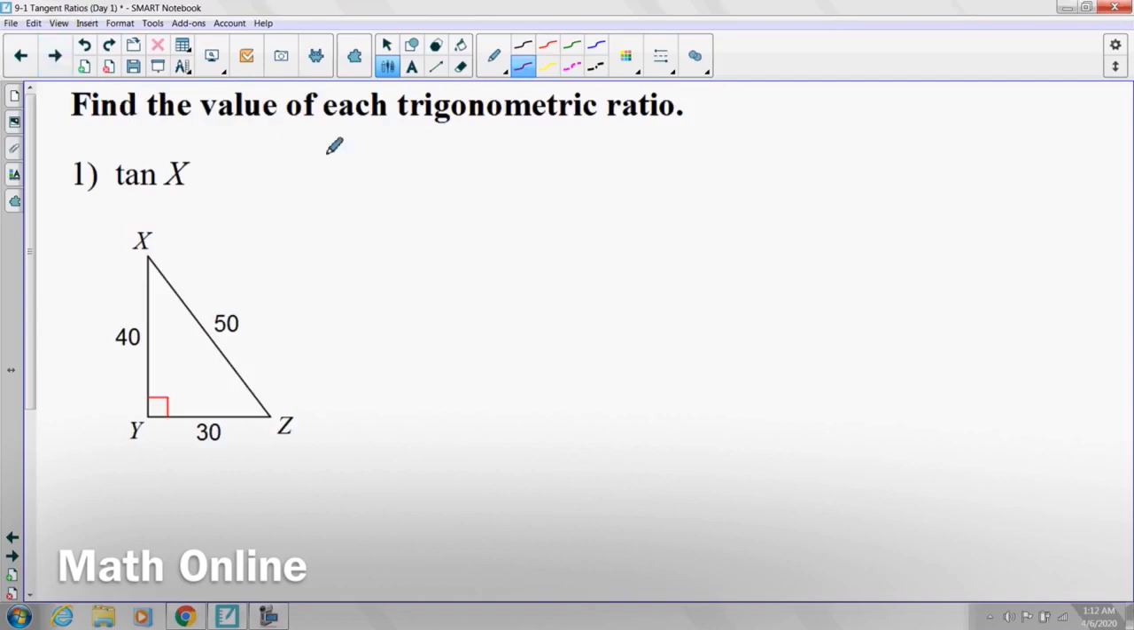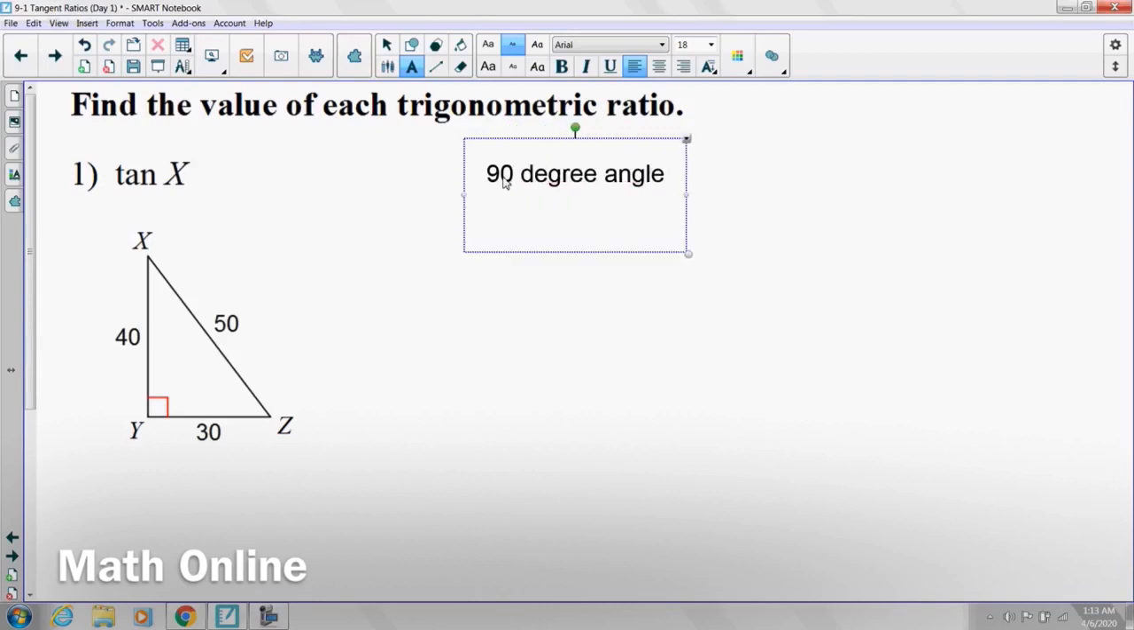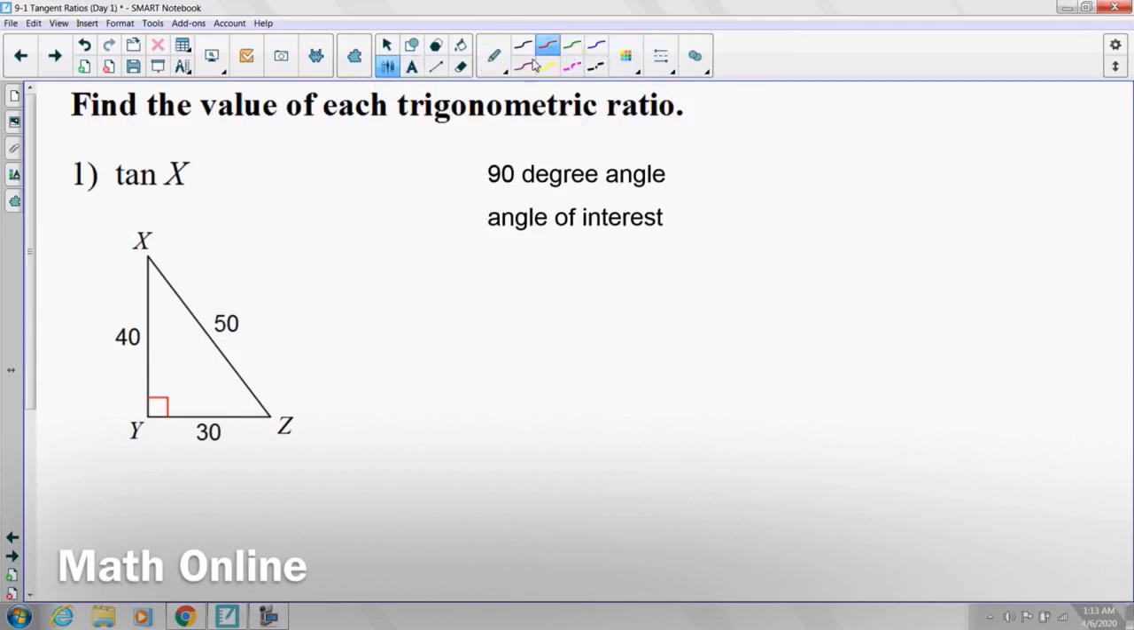All right, so find the value of each trigonometric ratio. In this case, they ask us, find tangent of x. So we want to know what the ratio of tangent of x is. Just keep in mind, we need to identify where is the 90-degree angle and where is the angle of interest. Those are the two things that we need to find on the right triangle. First of all, where is that little box? Oh, there it is. This little box represents 90 degrees.